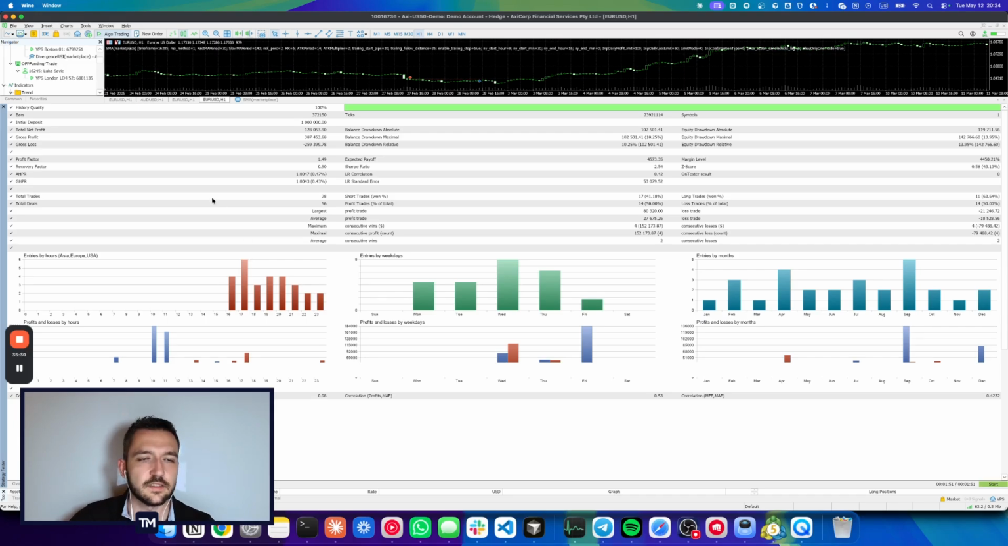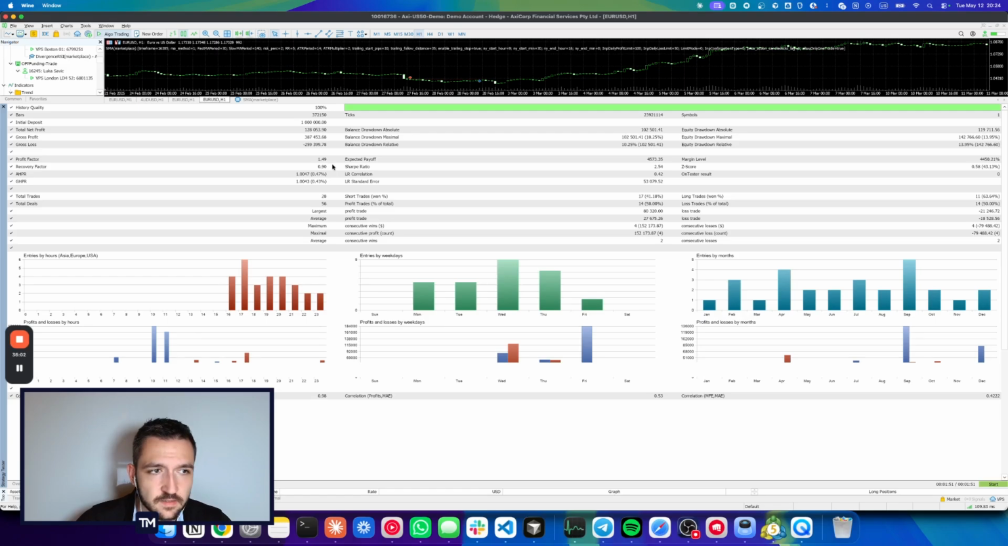But yeah, let's go over all the metrics. So first of all, here you can see that the history quality is 100%, which is very good. There's a number of bars it went through. The initial deposit, the total net profit is 128,000, so this is a 12.8% return. The gross profit, the gross loss, so this is how much money we made and we lost. If you add these numbers, you're gonna get this value.